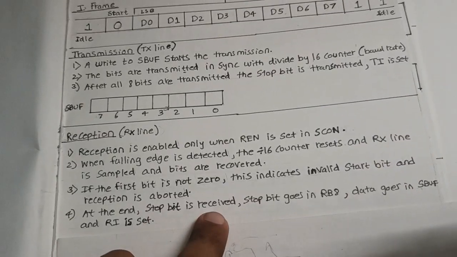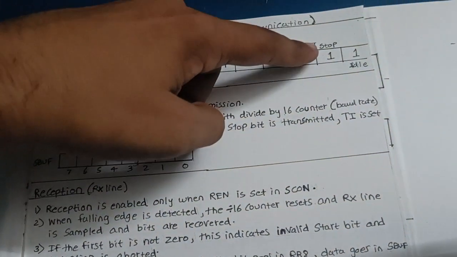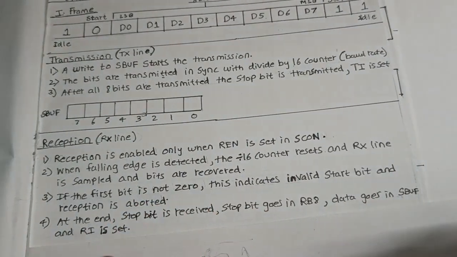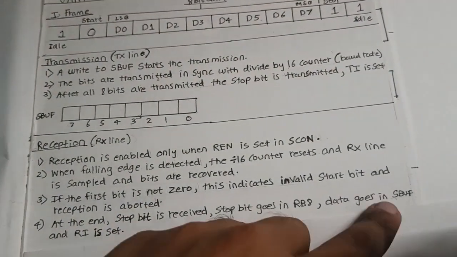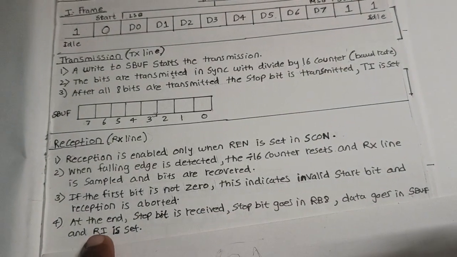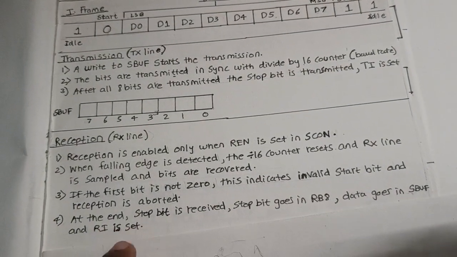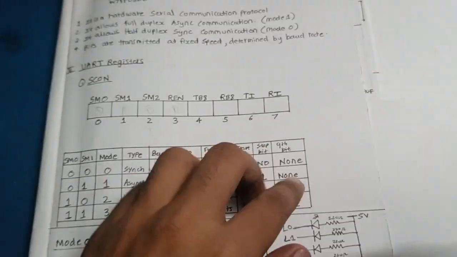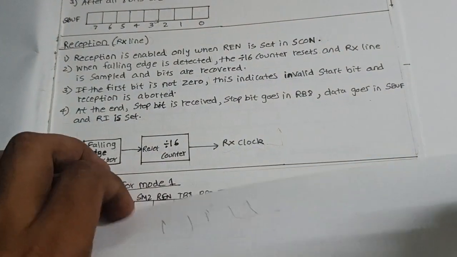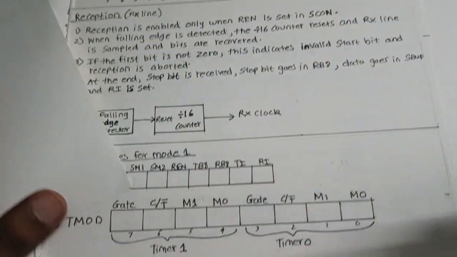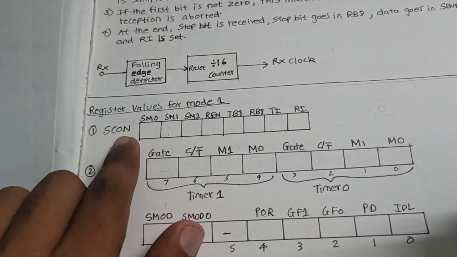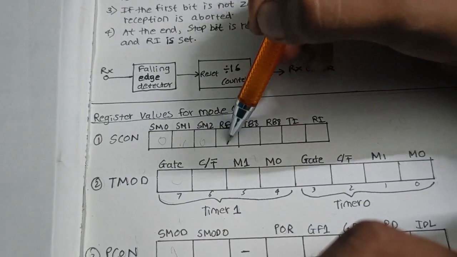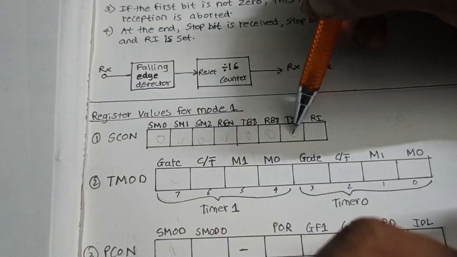At the end, the stop bit is received. When the stop bit is received, the stop bit goes in RB8 and the data goes in SBUF. And RI is set. After the data goes in the SBUF, the receive interrupt flag is set. So when all the 8 bits are received, the RI flag is set in the SCON register. In this way the reception takes place, and these are the registers used. For SCON, we calculate the value for it, right? 0101. This is 50.